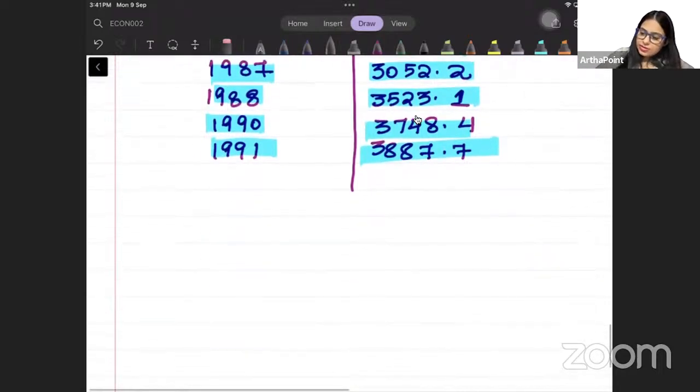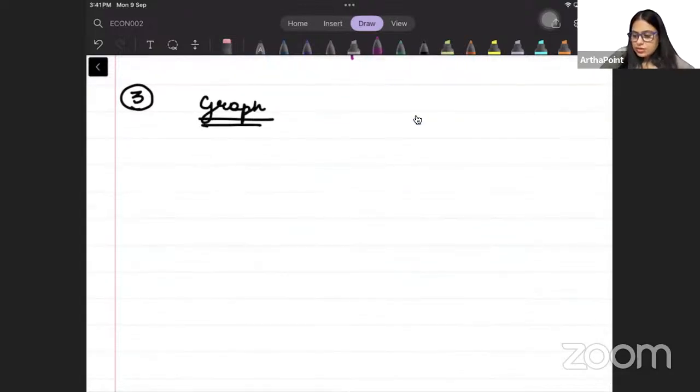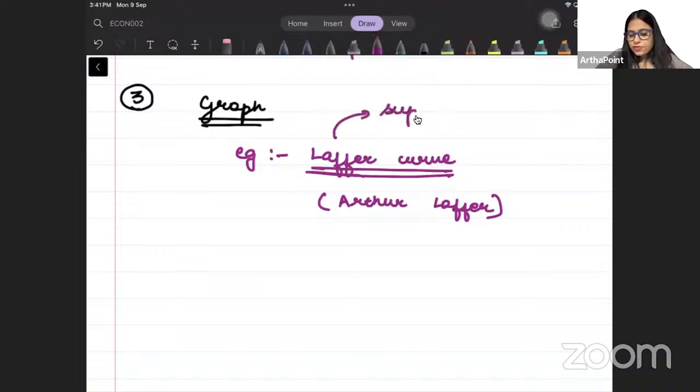ठीक है? Third way. It can be through a graph, beta. Okay. For example, economics mein there is a graph which is called as Laffer curve. Okay. This was given by an economist called as Arthur Laffer. Okay. Now let's try to understand this thing. This Laffer curve, beta, it is a important part of supply side economics. ठीक है? अब क्या कहता है यार ये Laffer curve?